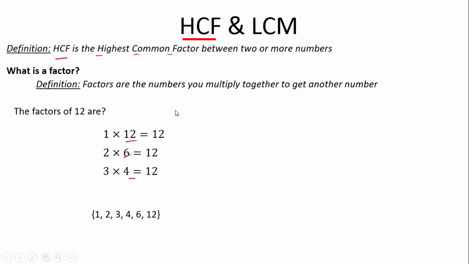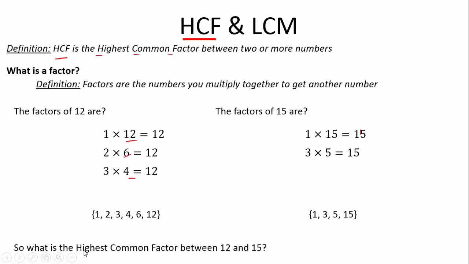Now what if I asked you, what are the factors of 15? We know that 1 times 15 is 15. We know that 3 times 5 is 15. So we know that the factors of 15 are 1, 3, 5, and 15. So now let's ask the question, what is the highest common factor between 12 and 15?